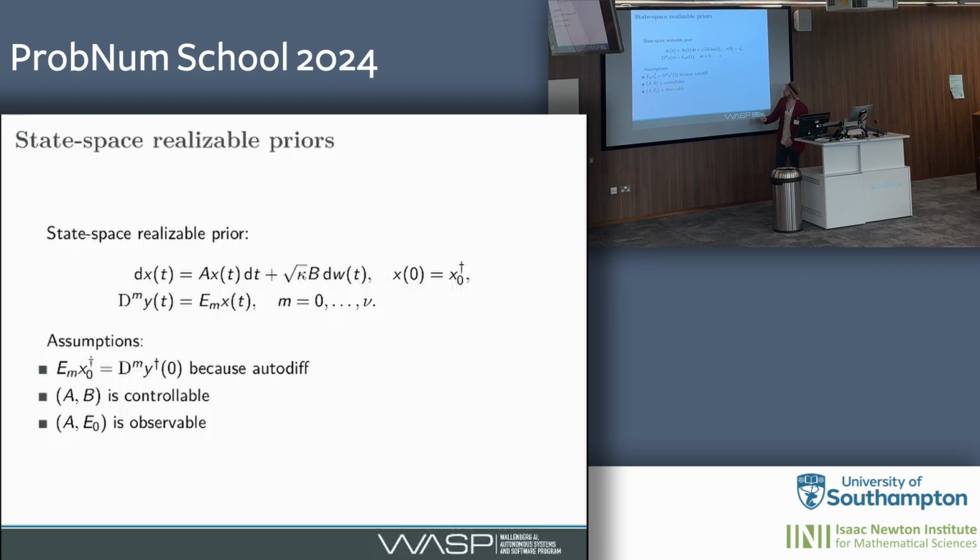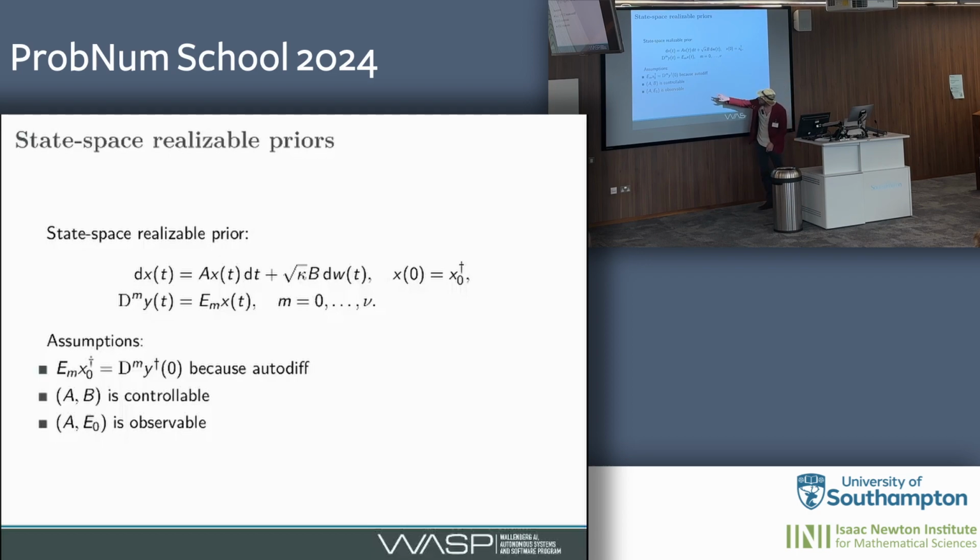Now, for our initial state, I'm just going to say x is equal to x naught dagger, and I'm going to say this is the correct x naught dagger in a sense. So this is just a model of all the derivatives of y, and what this basically means is that E_n of x naught dagger is equal to the nth derivative of the true solution, and apparently this makes sense because we can get this cheaply by automatic differentiation.